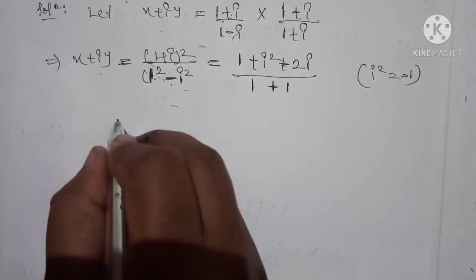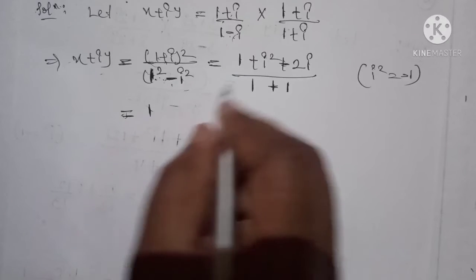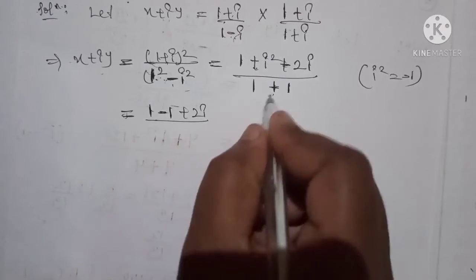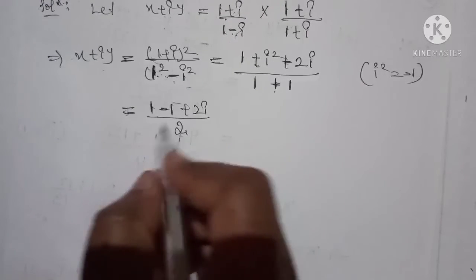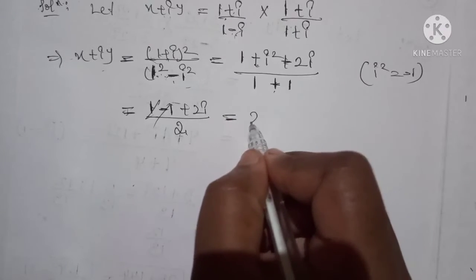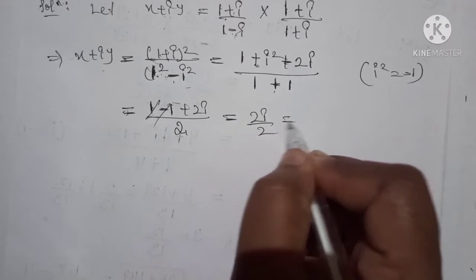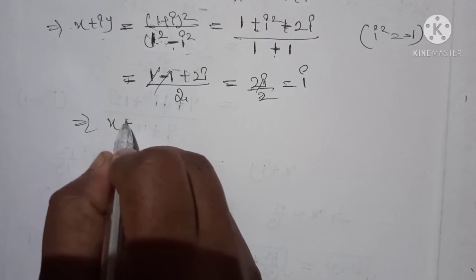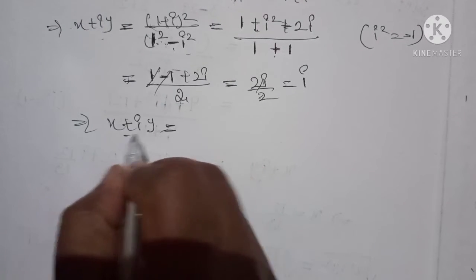So we get 1 plus, again I square value is minus 1, plus 2I divided by 1 plus 1 is 2. Plus 1 minus 1 cancels. We get 2I divided by 2, which is simply I. So that means now we have represented it in x plus iy form, which is equal to I.